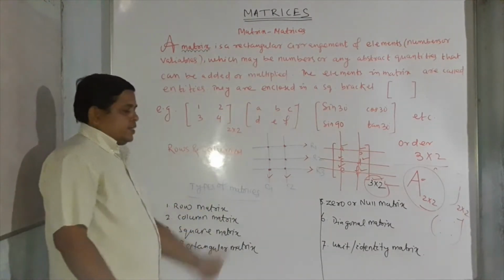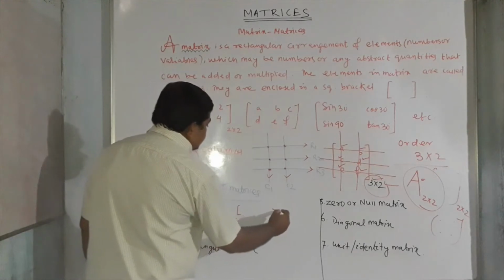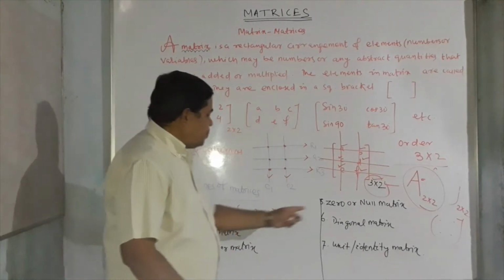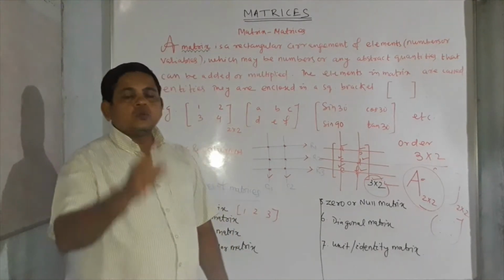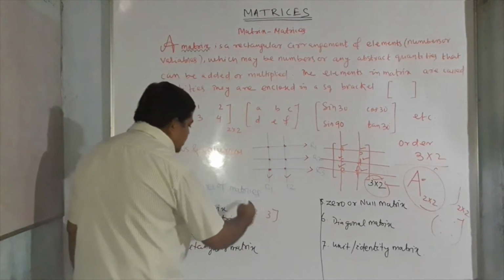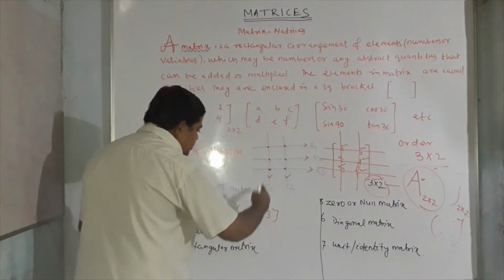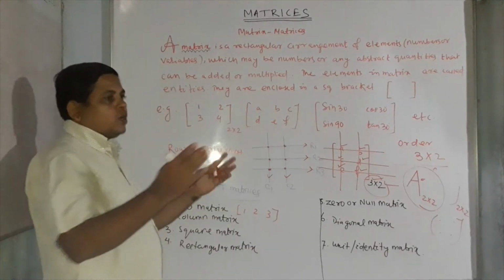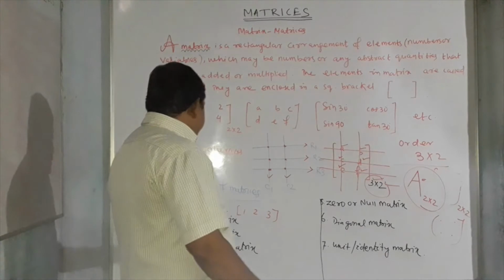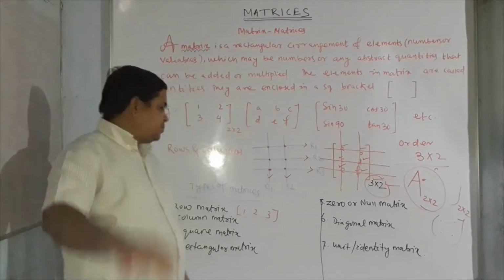First is the row matrix. What is a row matrix? A row matrix means simply one row is present. Suppose I write here 1, 2, 3 or A, B, C. It would be only one row. How many columns doesn't matter. Here there are 3 columns. One row and 3 columns, therefore it is 1 by 3. That means in a row matrix you must understand there is only one row.